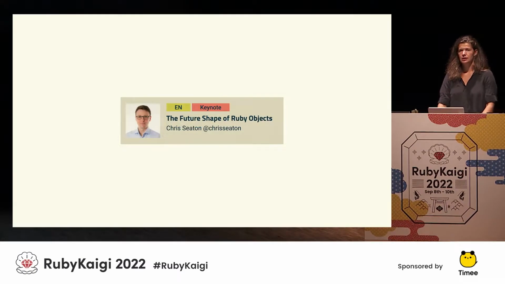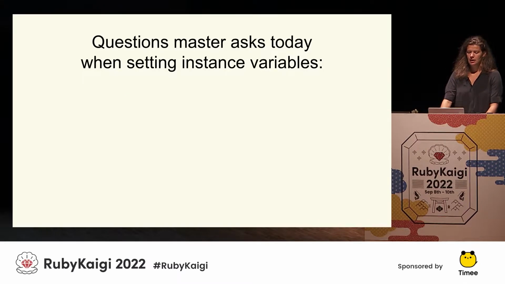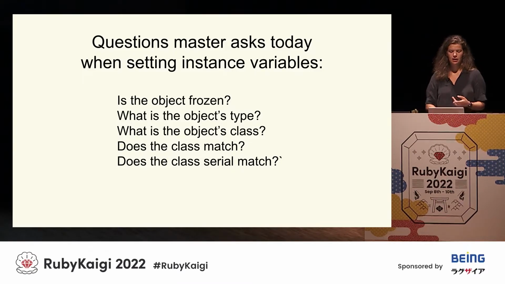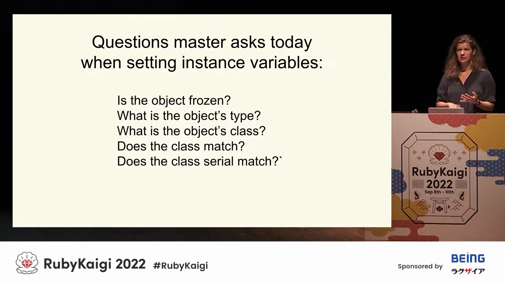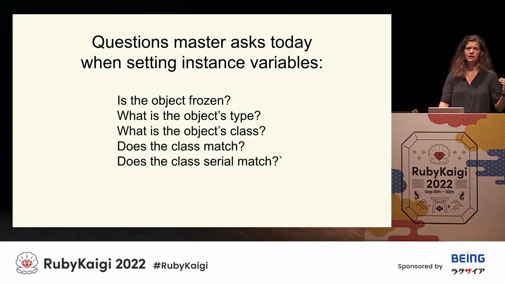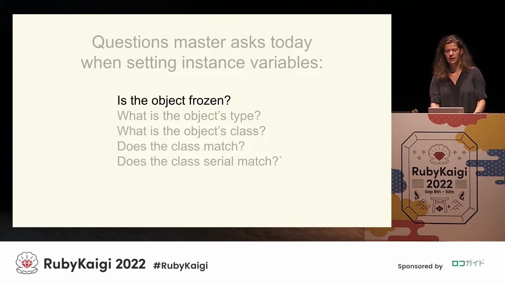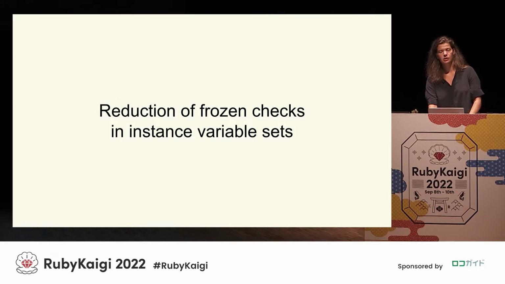When he gave his keynote last year, Chris Seaton talked about the questions that Ruby master has to ask today when setting instance variables. And he talked about all sorts of different questions. Just to name a few, we have to ask, is the object frozen? What's its type? What's its class? Does the class match? Does the class serial match? And so on. And we're not going to discuss each one of these, but object shapes has fewer checks than this. Specifically, let's look at the question, is the object frozen, and how that changes on the fast path with object shapes. So we'll see a reduction of frozen checks in instance variable sets.